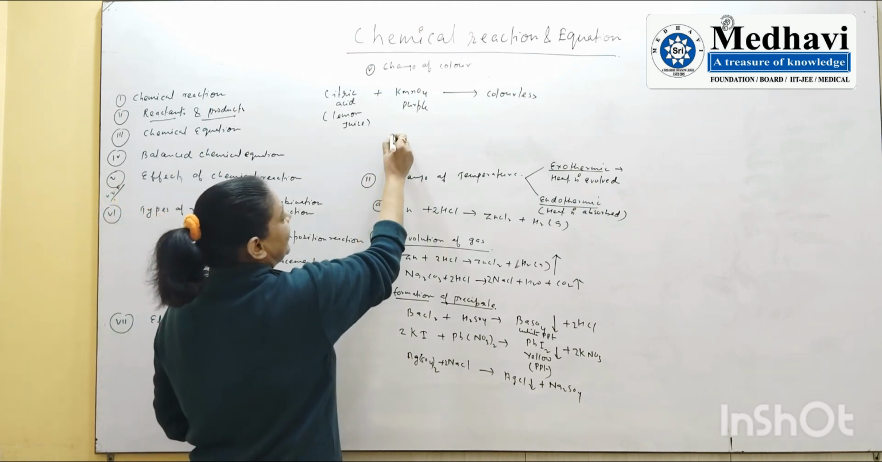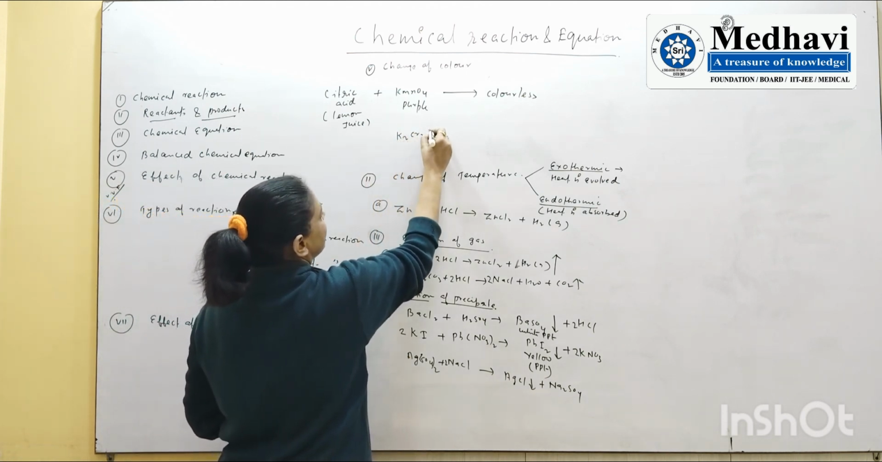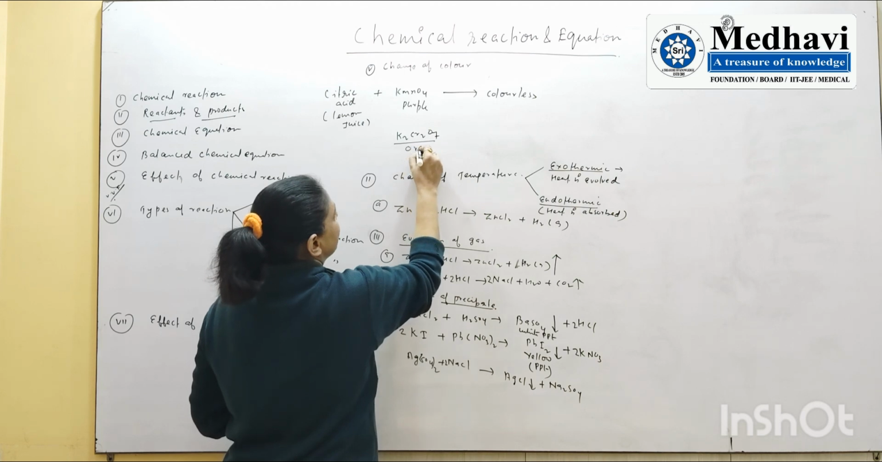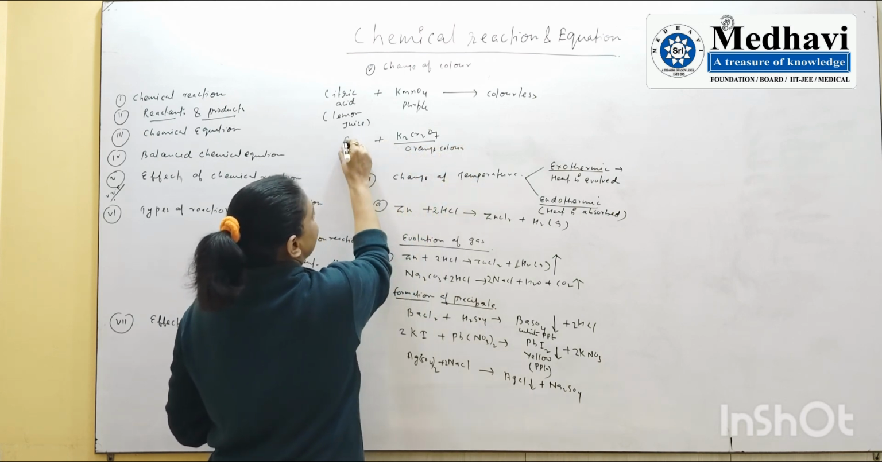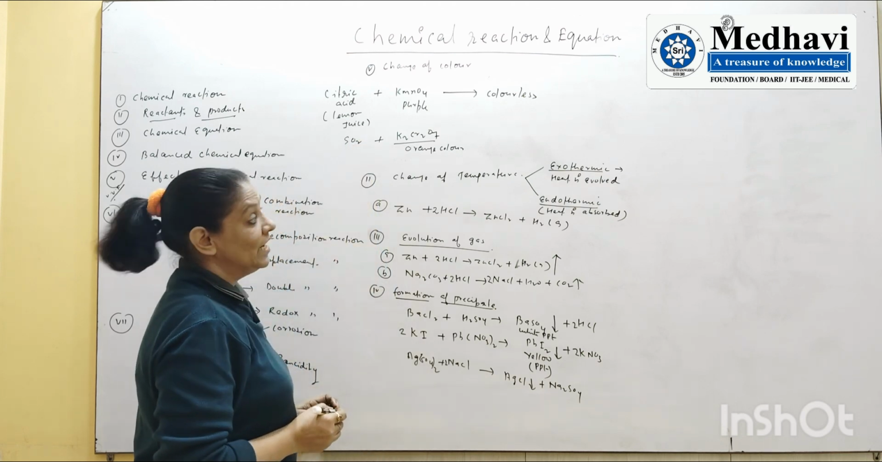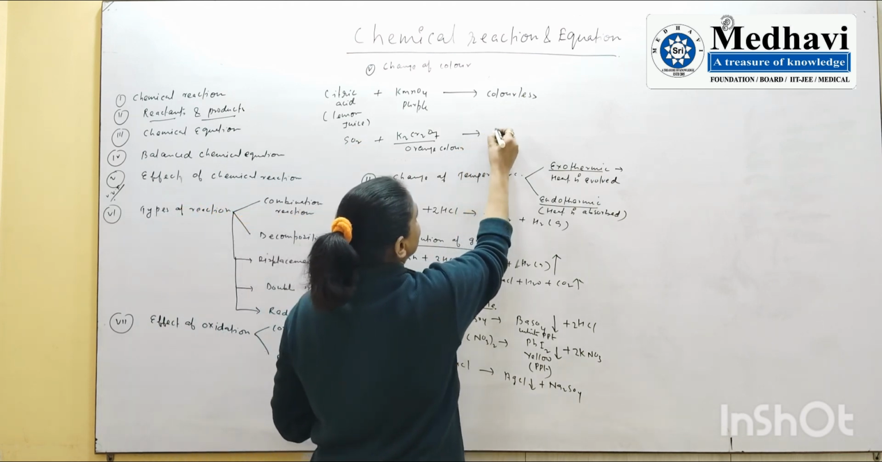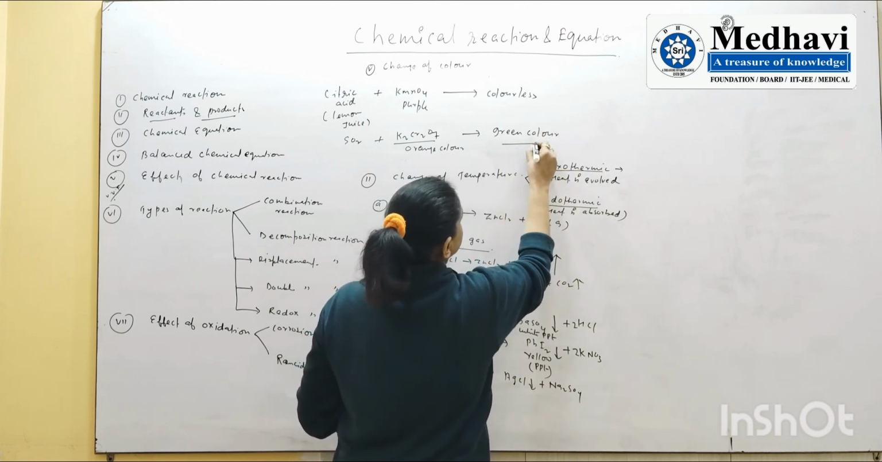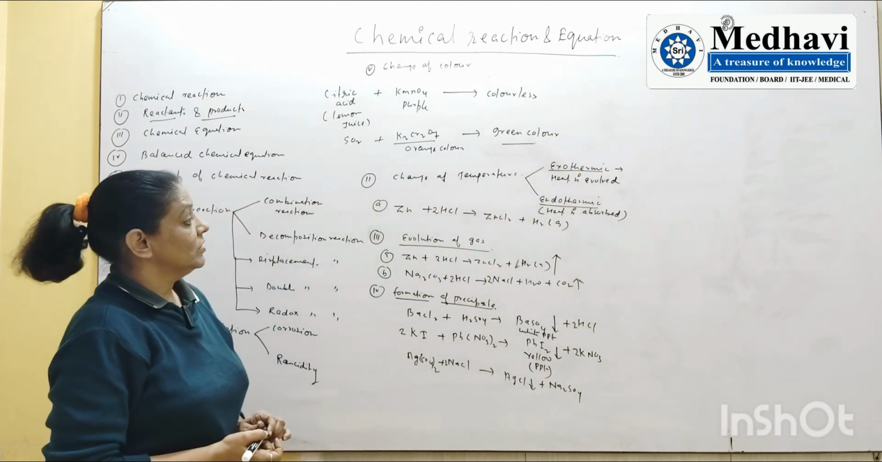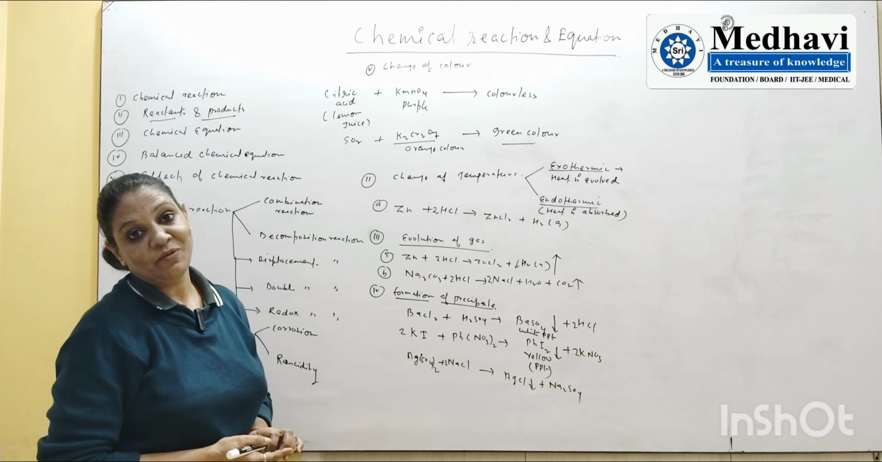Second thing, potassium dichromate. This is orange in color, and when sulfur dioxide is added, it turns green. So this is one of the most important pieces of information.